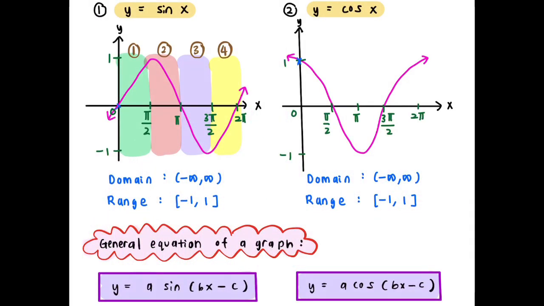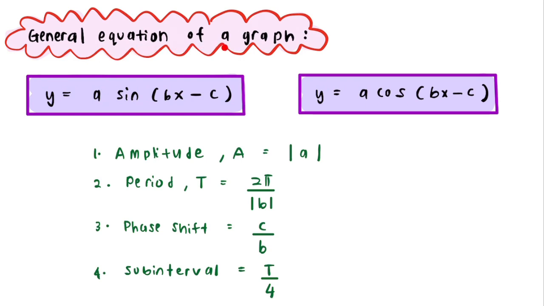So we have discussed the basic equation of the graph, which is y equal to sine x and y equal to cos x. However, now let us go deeper into the general equation of a graph. In the general equation, the equation of the graph is y equal to a sine bx minus c, while for cos it is y equal to a cos bx minus c.